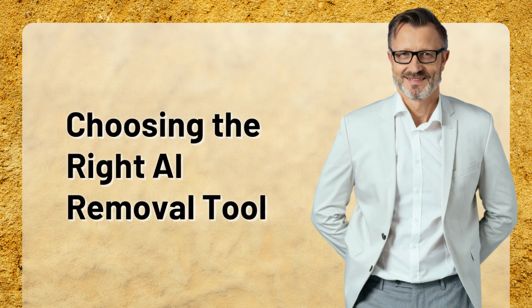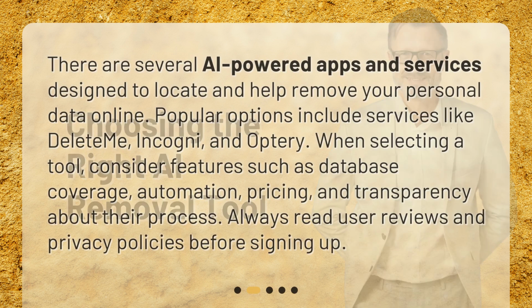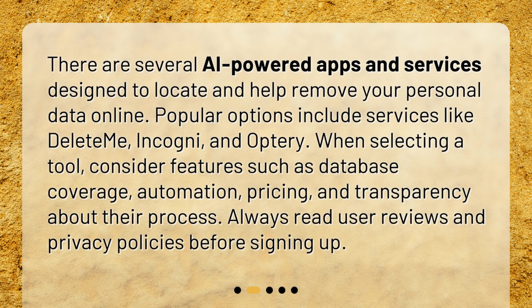Choosing the right AI removal tool. There are several AI-powered apps and services designed to locate and help remove your personal data online. Popular options include services like DeleteMe, Incogni, and Optery. When selecting a tool, consider features such as database coverage, automation, pricing, and transparency about their process. Always read user reviews and privacy policies before signing up.